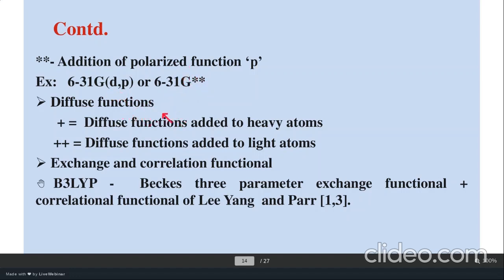The diffuse functions. Diffuse functions are added to heavy atoms. It means where we are dealing with heavy atoms, we use the plus type diffuse functions. And if we are dealing with light atoms, we use the double plus to show these are the diffuse functions. Exchange and correlation functional. Here we are going with B3LYP, which is the exchange and correlation functional. As we know, B3LYP is Becke's 3-parameter exchange functional and the correlation functional of Lee, Yang and Parr.